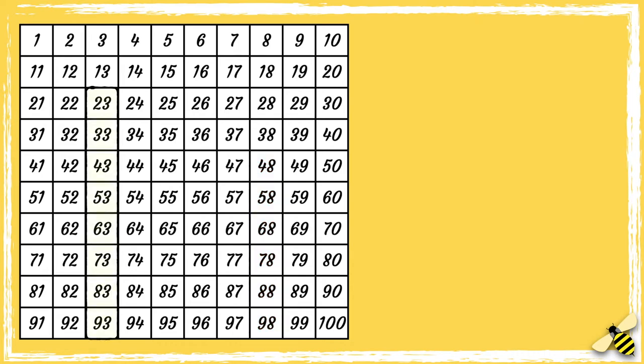Now let's count in tens from 23. 23, 33, 43, 53, 63, 73, 83, 93. Let's have one more go, but this time we're going to count backwards from 76. 76, 66, 56, 46, 36, 26, 16, 6.